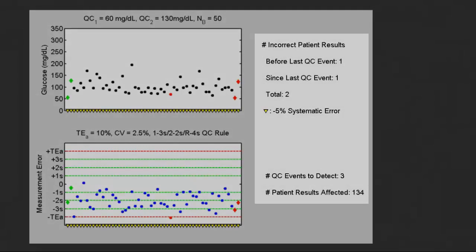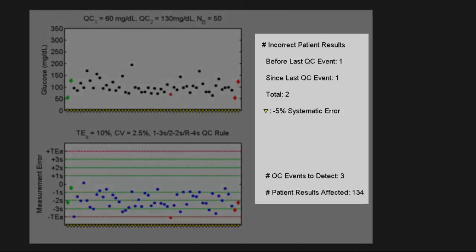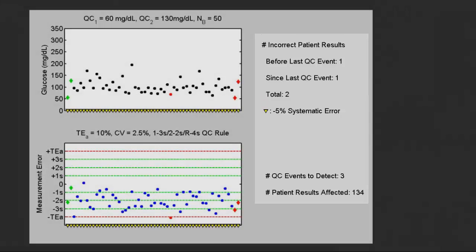In this particular situation, it only took 3 QC events to detect the 5% shift downward. 134 patient samples were affected. 2 of the results were not fit for their intended use. 1 of those was prior to the last good QC event, and 1 was after.